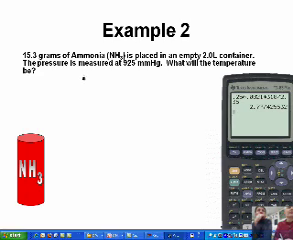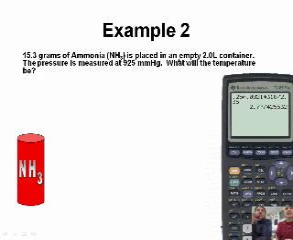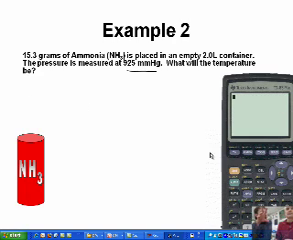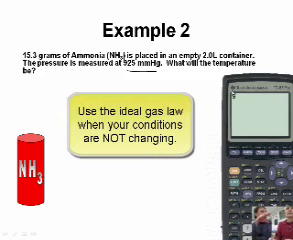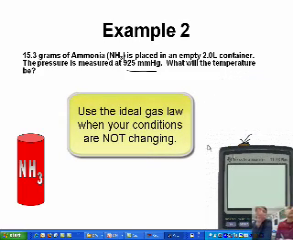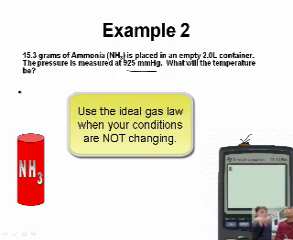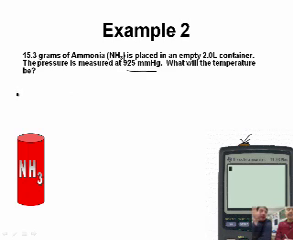15.3 grams of ammonia is placed in an empty 2-liter container. The pressure is measured at 925 millimeters of mercury. What will the temperature be? Same thing. When we're dealing with the ideal gas law, our conditions are not changing. We have one set of conditions, and we want to know one of the variables at those conditions. If conditions are changing, you're going to use Boyle's law, Charles' law, Gay-Lussac's law, or the combined gas law. But if you just have one set of conditions and they don't change, ideal gas law.